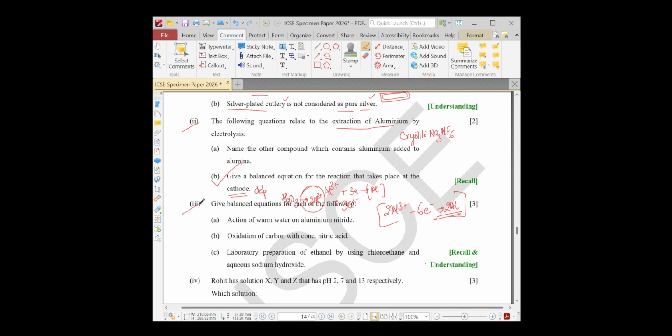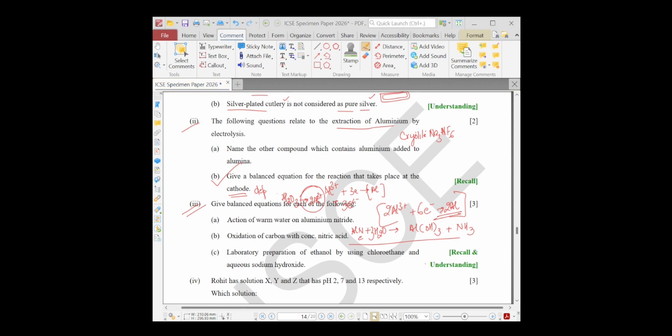Now we move on to the third part. It says you have to give a balanced chemical reaction. What happens when aluminium nitride is treated with water? Aluminium nitride combines with water and forms aluminium hydroxide. The nitrogen combines with hydrogen and forms ammonia. To balance, we have 3 water, and this is how the equation is balanced.